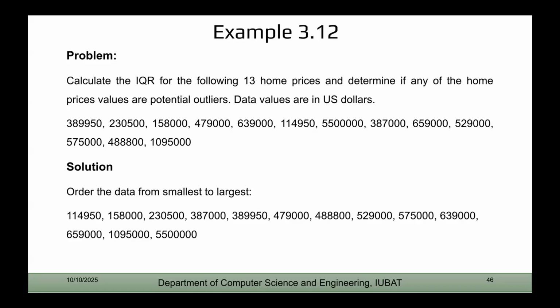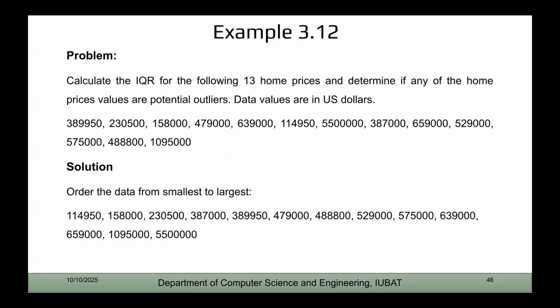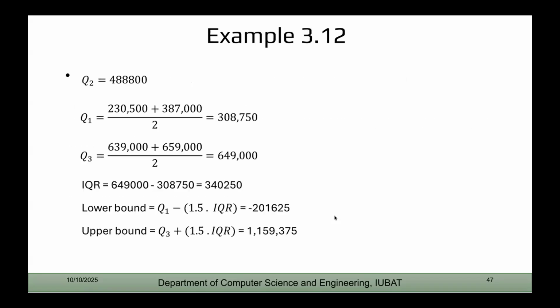Next, after sorting, as there are 13 values, the seventh value is the key one, right? 1, 2, 3, 4, 5, 6, 7. So the seventh price will be your Q2, the median.